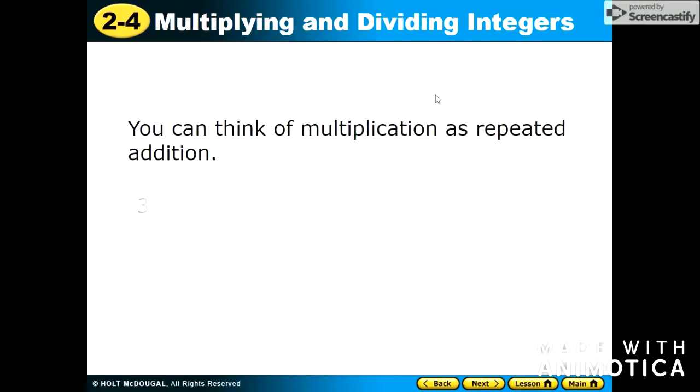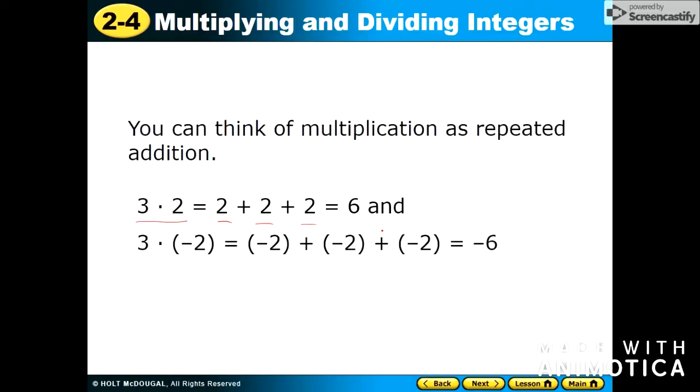Just a quick reminder that multiplication is repeated addition. So what 3 times 2 means is 2 added together 3 times. 2 plus 2 plus 2 is 6, and 3 times 2 is also 6. Now when we introduce negatives, you can think of 3 times 2, and instead of positive 2, it's negative 2. So negative 2 plus negative 2 plus negative 2 would give us negative 6.